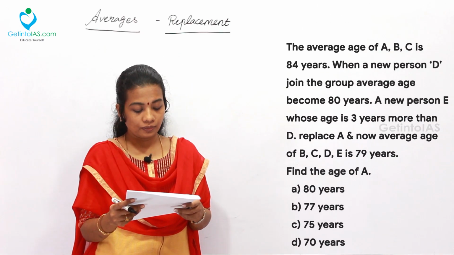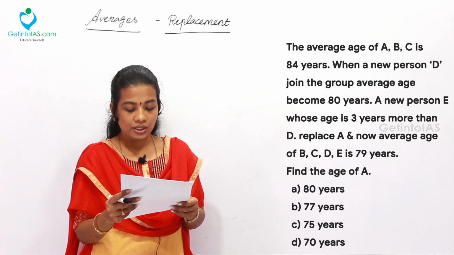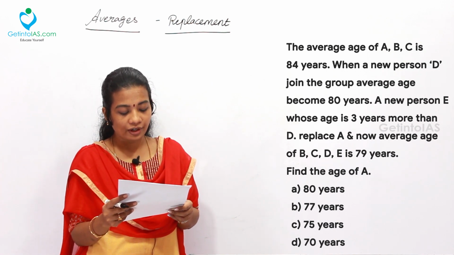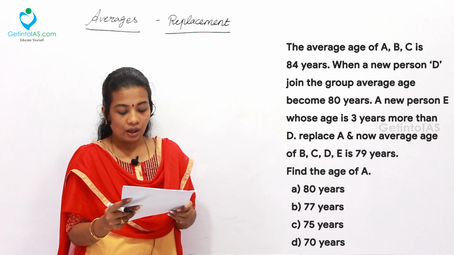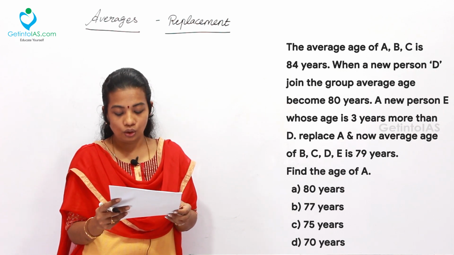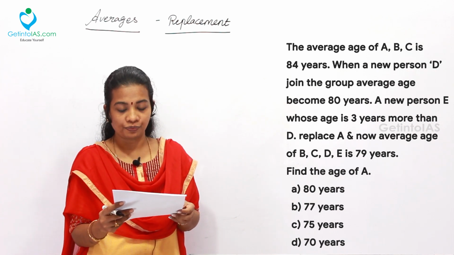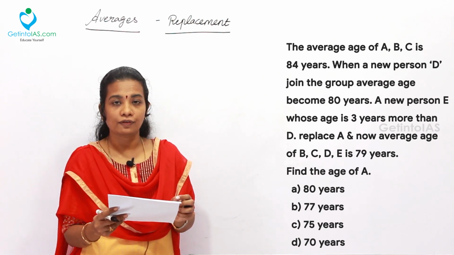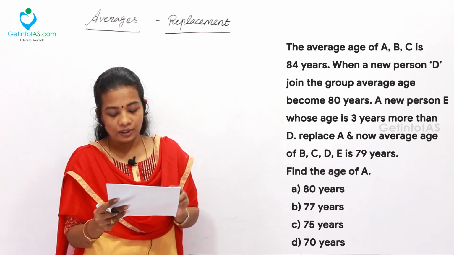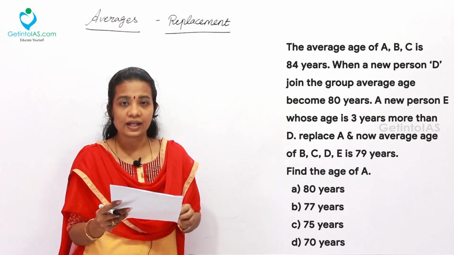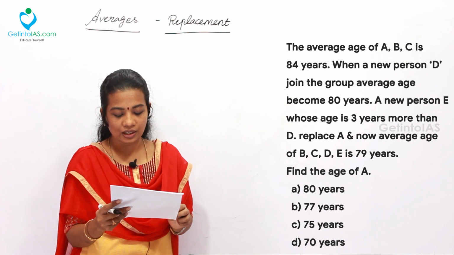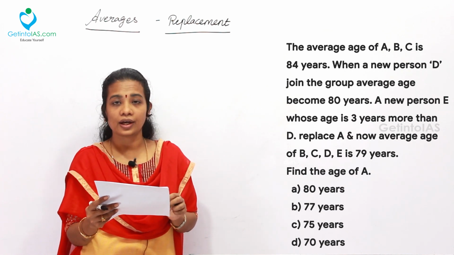The next problem: the average age of A, B, C is 84 years. When a new person D joined the group, average age becomes 80 years. First of all, you will have to find the exact age of D. From that, you will be arriving at E's age. A new person E whose age is 3 years more than D replaces A, and now the average of B, C, D is 79 years. Find the age of A.